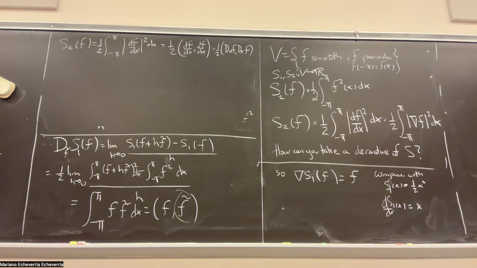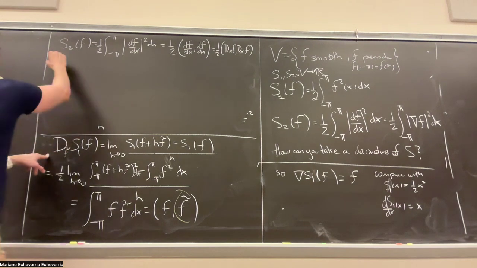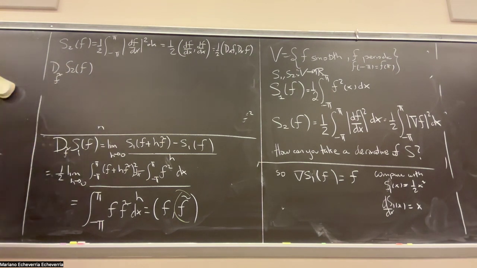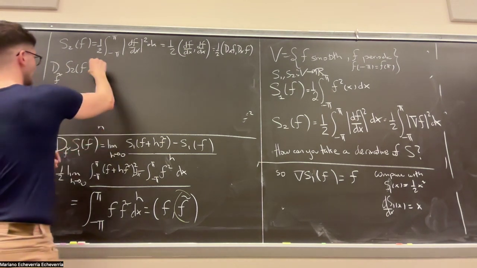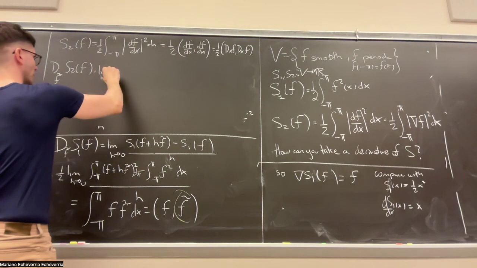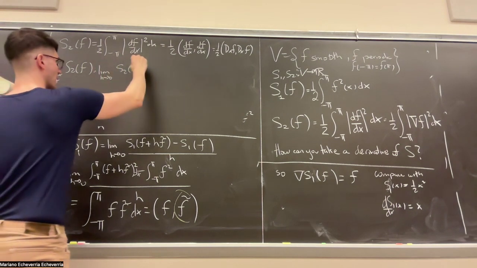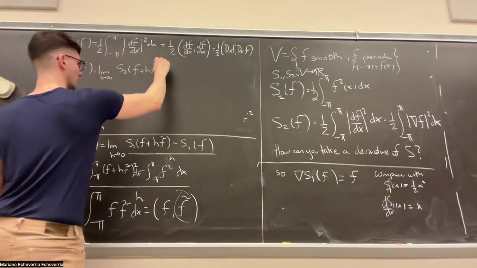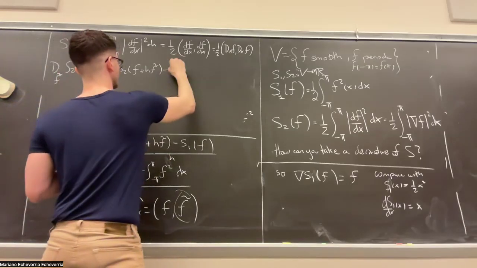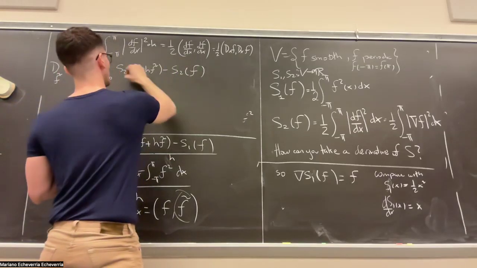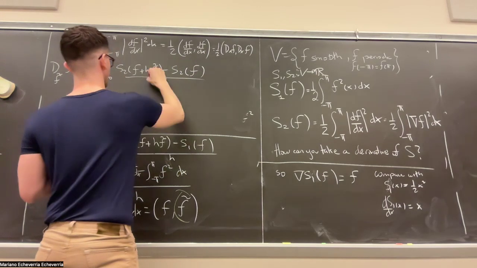And then what we want to do is find the directional derivative of S2 at the point f in the direction of this vector, which I'm calling f tilde. So you do the same as the limit definition: S2 of f plus h f tilde minus S2 of f, over h. Okay.